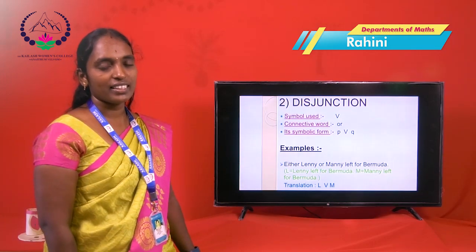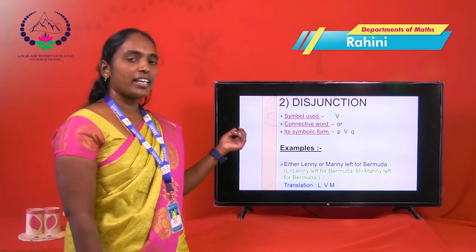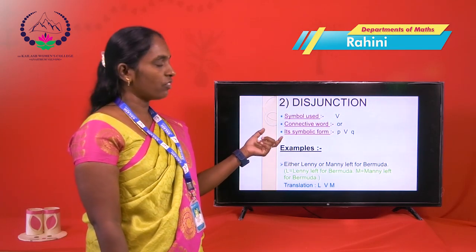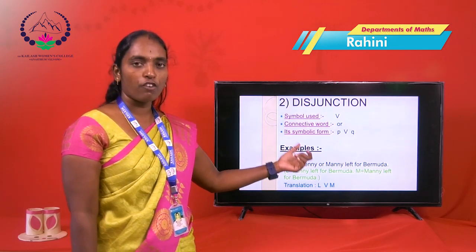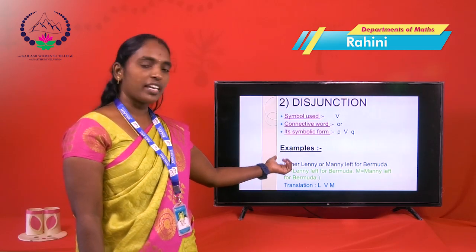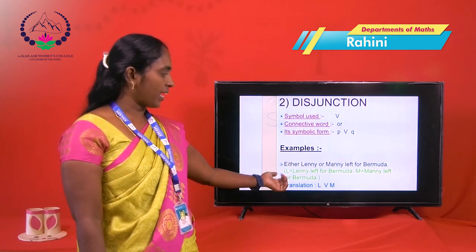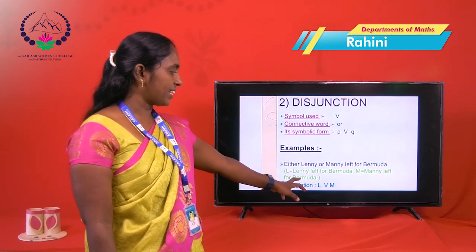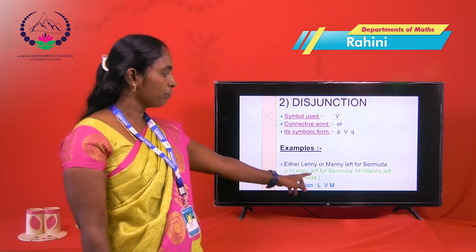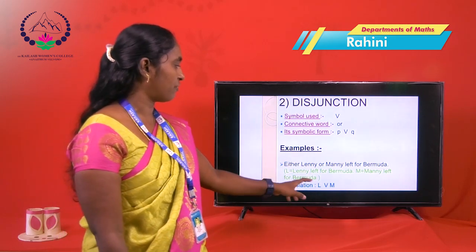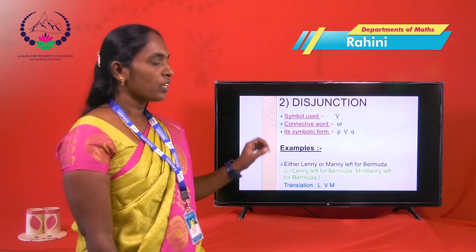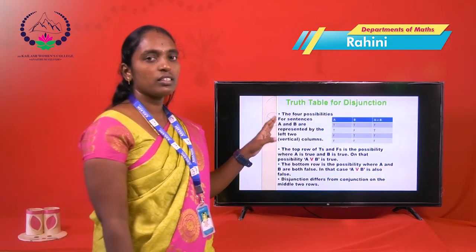Now let us see the second connective. The second connective is disjunction. We use the symbol ∨. The connective word is or. Its symbolic form is P ∨ Q. Let us see the example: Either Lenny or Manny left for Bermuda. L is tagged as Lenny left for Bermuda. M is tagged as Manny left for Bermuda. So the translation is L ∨ M. So this is the disjunction.